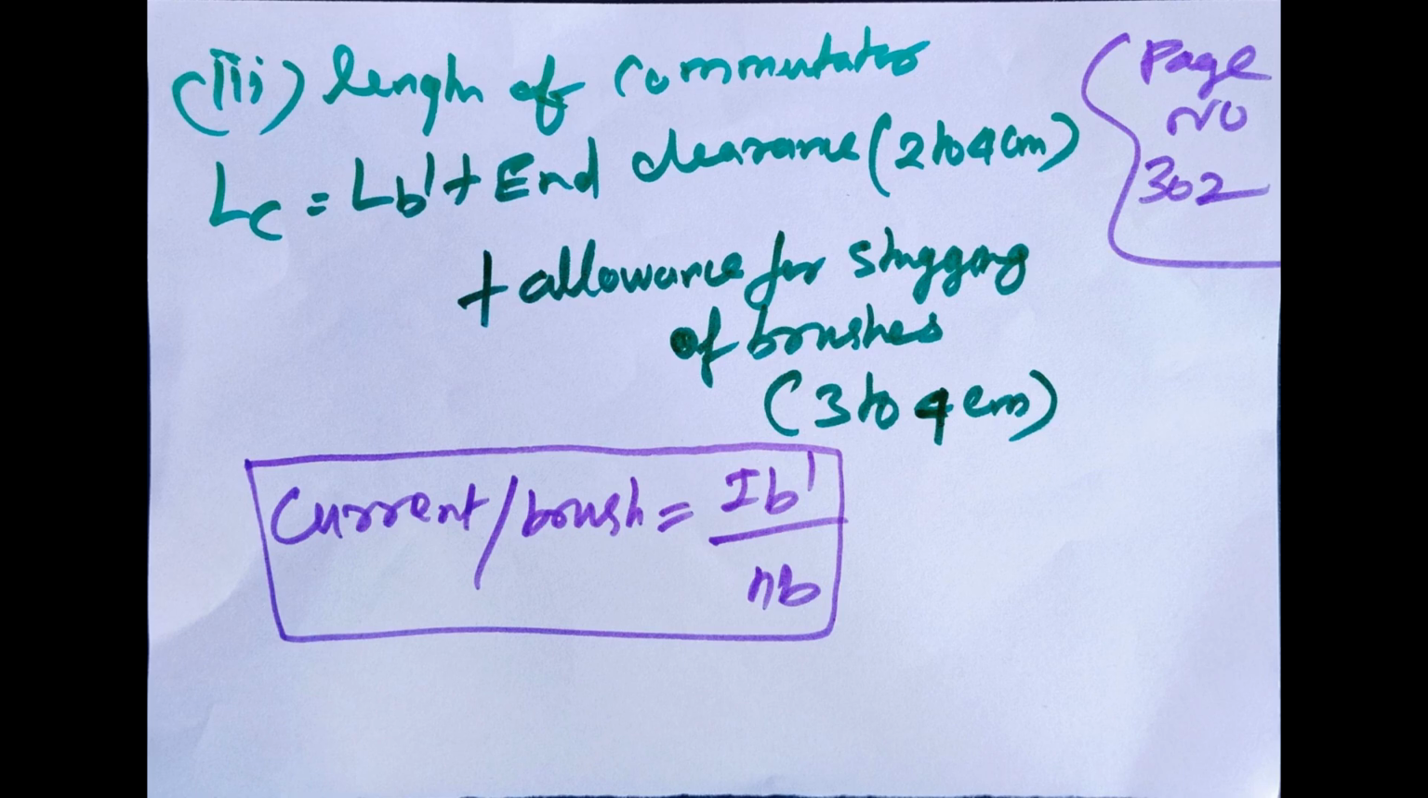Design of commutator and brushes. Fifth step, third point: length of commutator LC is equal to LB dash plus end clearance (2 to 4 centimeter) plus allowance for stacking of brushes (3 to 4 centimeter). Current per brush is equal to IB dash divided by NB.